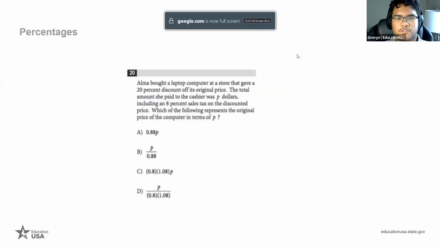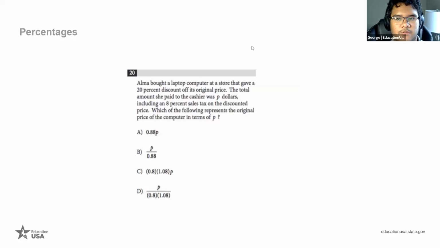Okay, so this one focuses primarily on percentages. Just give this problem a try and I'll explain it afterwards.